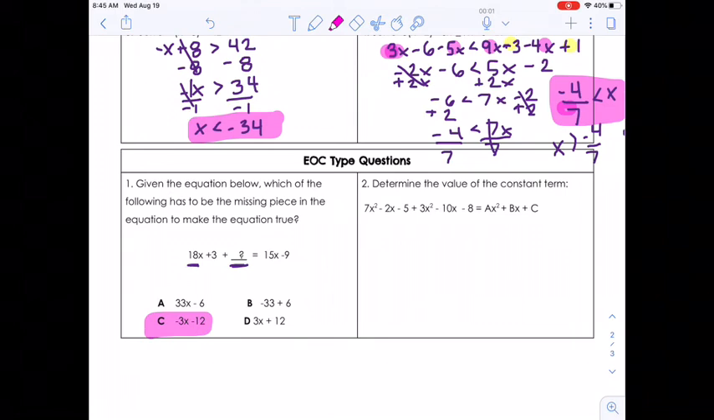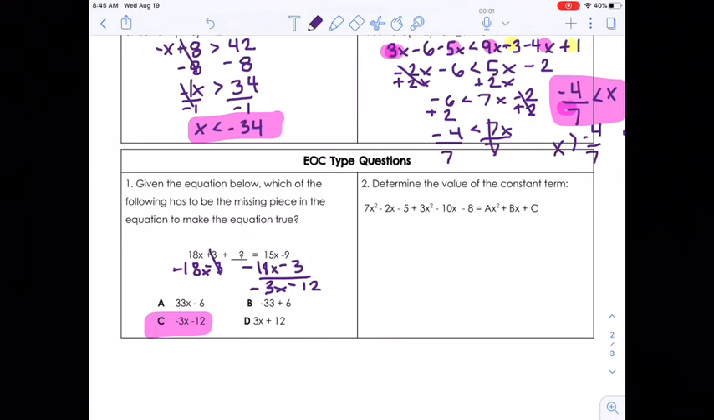We're going to check that out though, just to make sure. So does 3 minus 12 equal negative 9? Yes, it does. If you wanted to prove that using some math, we could move everything over. Negative 9 minus 3 is negative 12. And we're going to move our 18x over. 15x minus 18x is negative 3x. That's exactly what we chose.